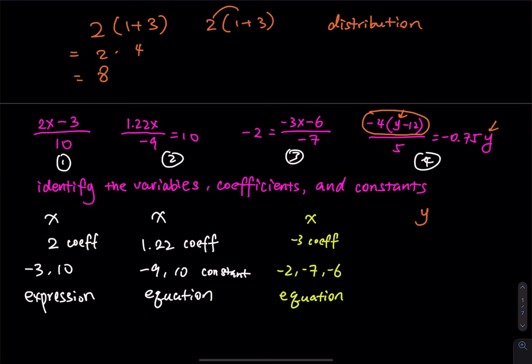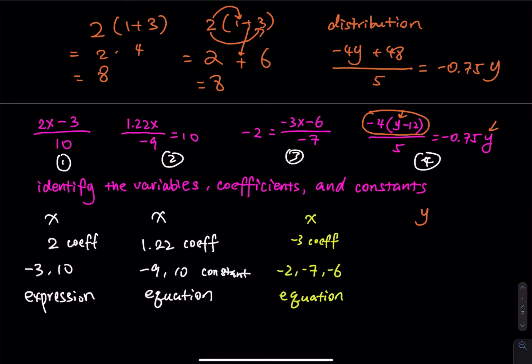So if you distribute that, that is negative 4y. Negative 4y times negative 12, that is positive 48. And then divided by 5. So that is equal to negative 0.75y, right? How many coefficients? 2. Negative 4 and negative 0.75. How many constants? There are 2 constants, 48 and 5. And this is an equation.